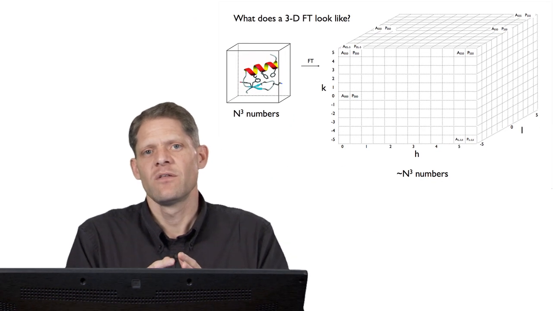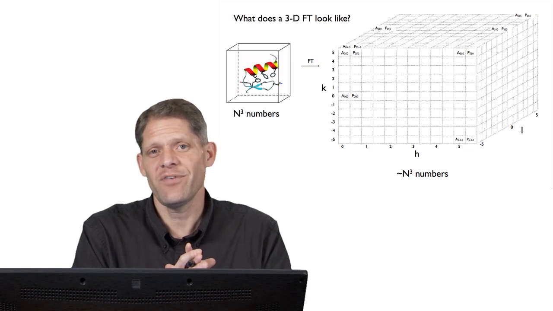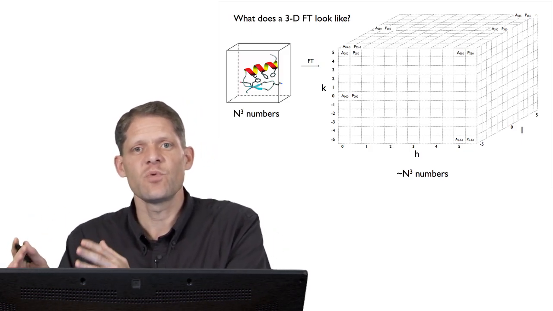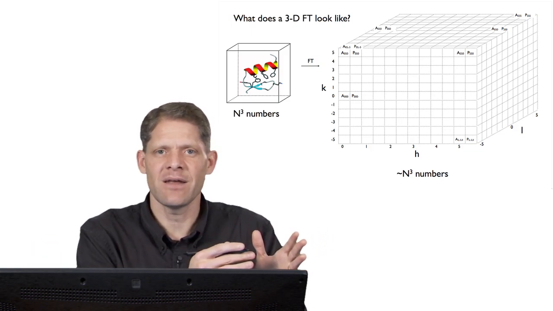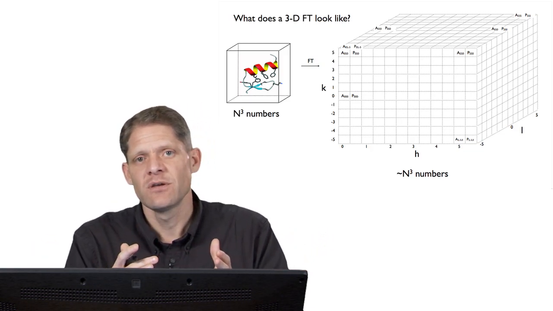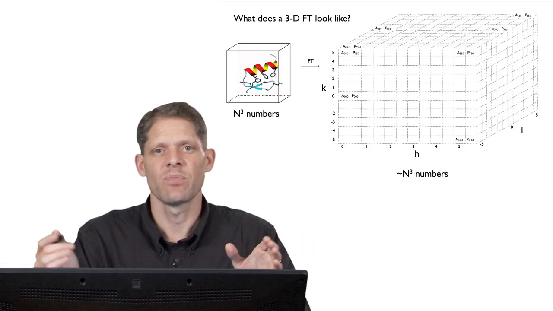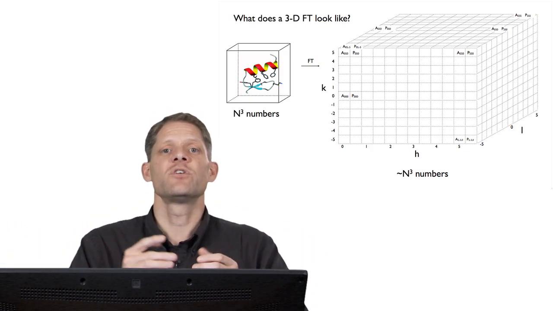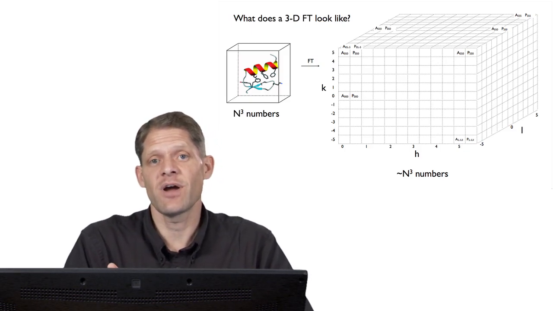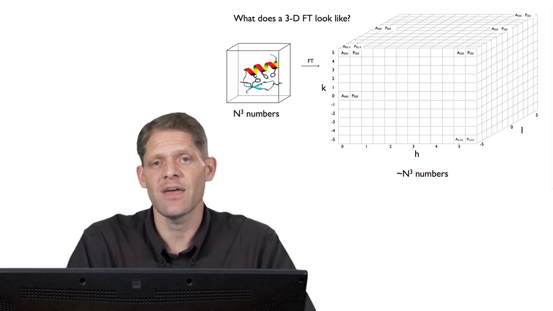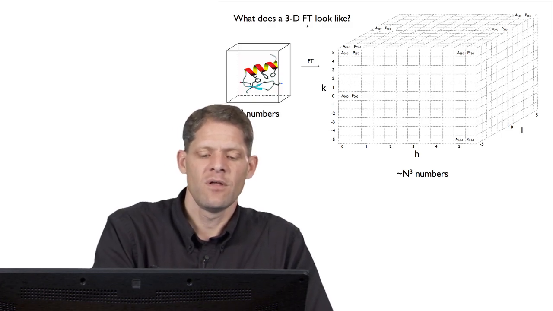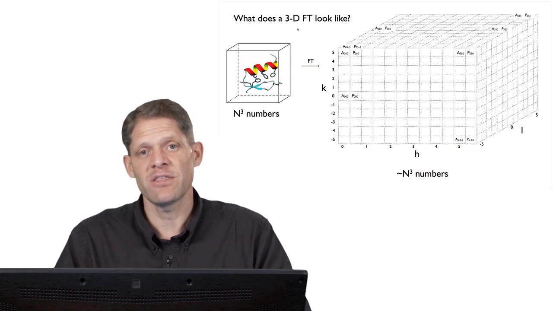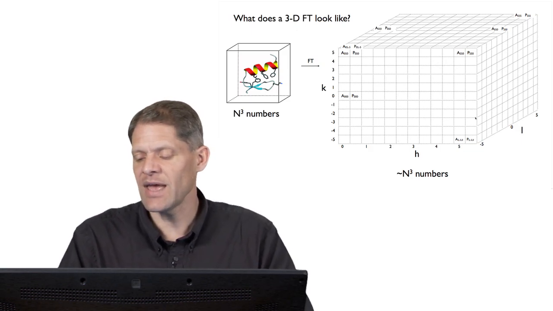In summary, the Fourier transform of any function is the list of sine waves that are needed to reproduce that function when they're added up. In one dimension, these were one-dimensional sine waves. For a two-dimensional object, an image, these sine waves were two-dimensional sine waves, characterized by the indices h and k. In 3D, the sine waves were three-dimensional sine waves, represented by three indices h, k, and l.